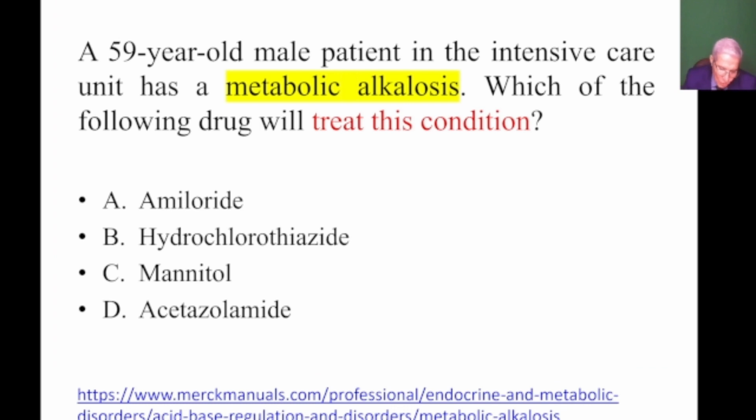Okay, a 59-year-old patient in the intensive care unit has metabolic alkalosis. Which of the drugs will treat this patient's condition? Amiloride, hydrochlorothiazide, mannitol, or acetazolamide. So the patient suffers from metabolic alkalosis and is in intensive care. Which medication is used to treat metabolic alkalosis? Acetazolamide.